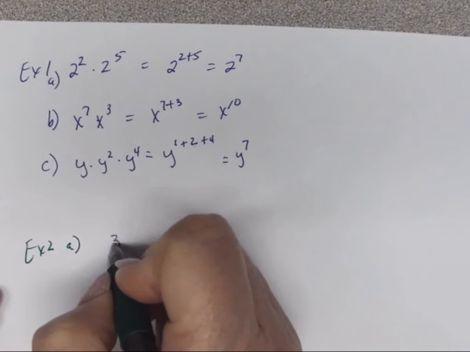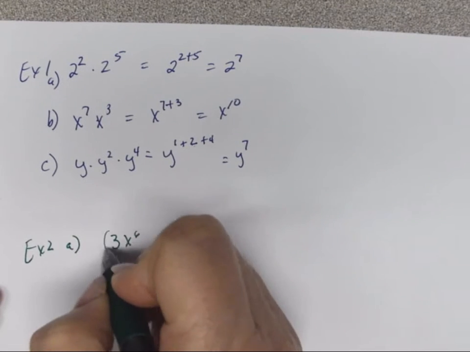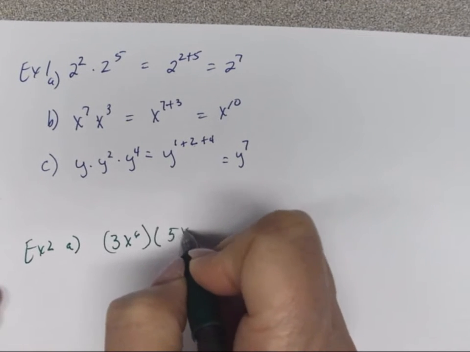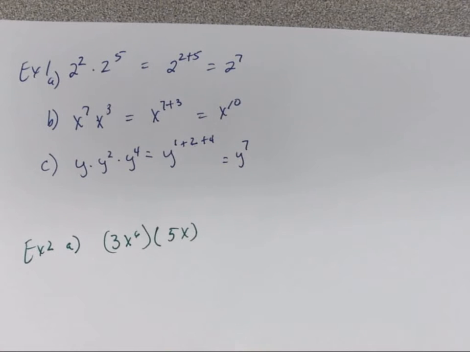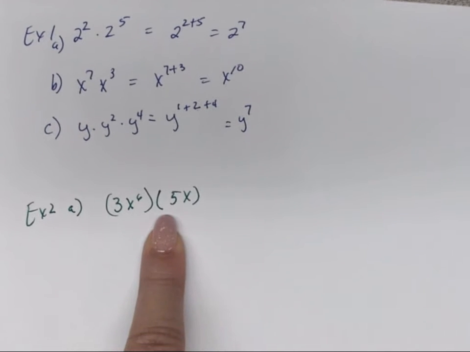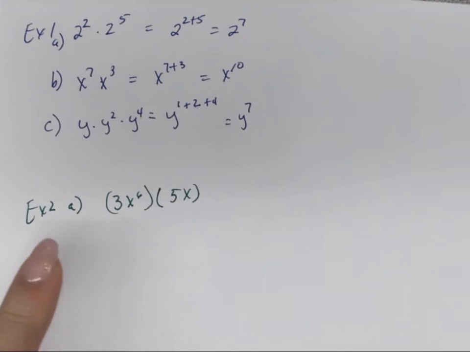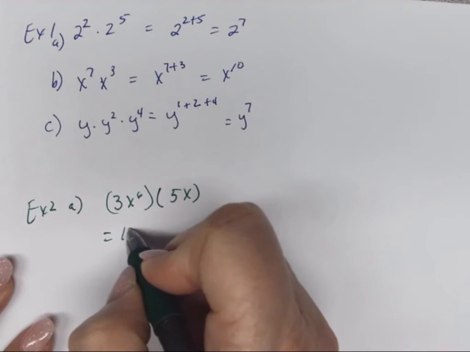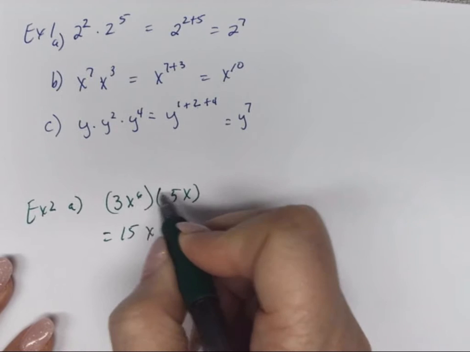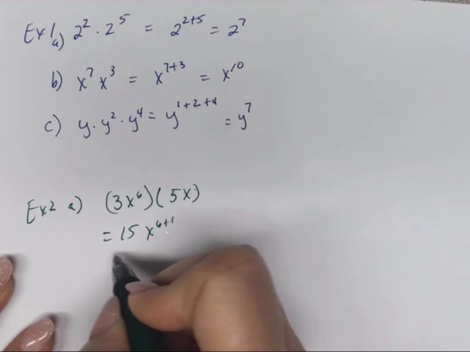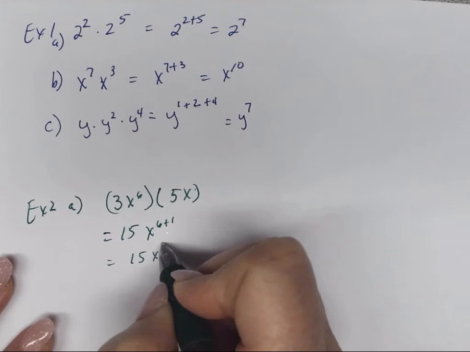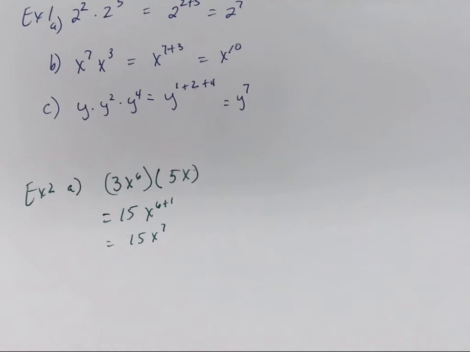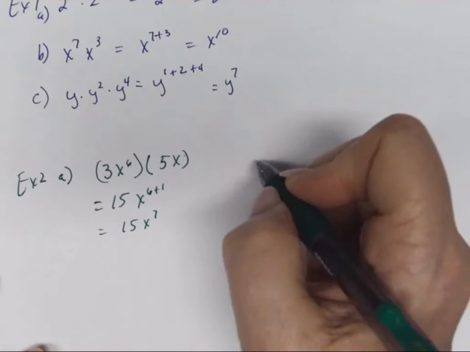So our first one is 3x to the 6th times 5x. So here we are looking to simplify all of these here. So we can take the 3 times 5. 3 times 5 will get us 15, and then x to the 6th plus 1. So that'll get us 15x to the 7th. All right, let's look at part B.